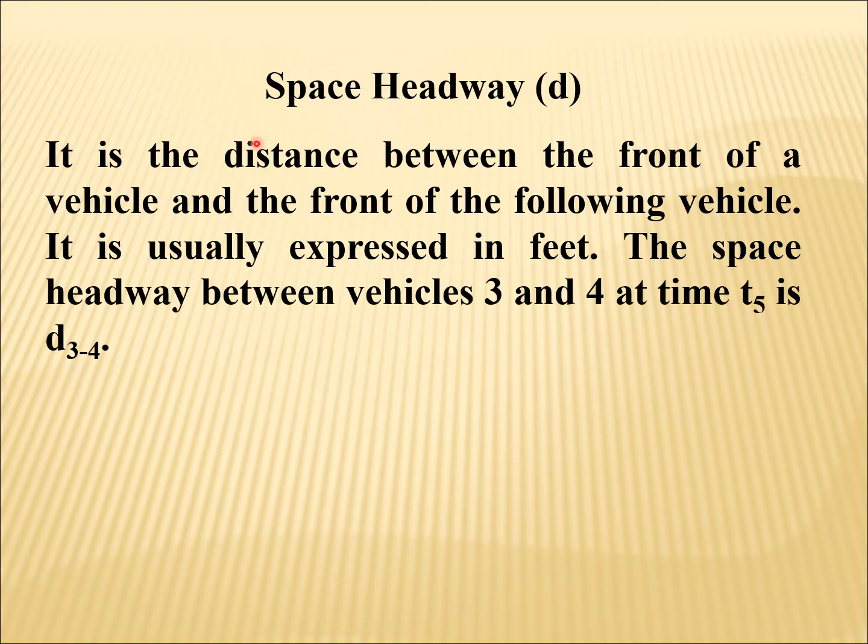Now look at the space headway D. It is the distance between the front of a vehicle and the front of the following vehicle, as I described earlier. It is usually expressed in feet. The space headway between vehicles 3 and 4 at time T5 is D3-4.